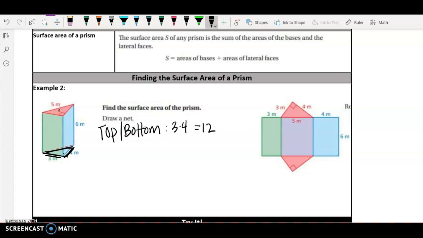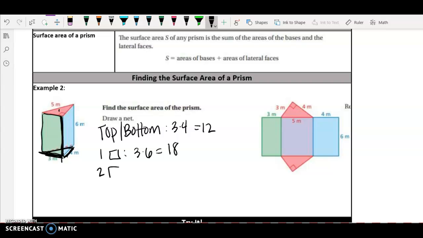And then we're going to do the rectangles. What I do is I draw it out. So here's my first rectangle, rectangle 1. I have a 3 going along the side, and I go up 6. So 3 times 6. This isn't a rectangle anymore, so all of them are not equal. So we have to do all 3 of the rectangles. So 3 times 6 is 18.